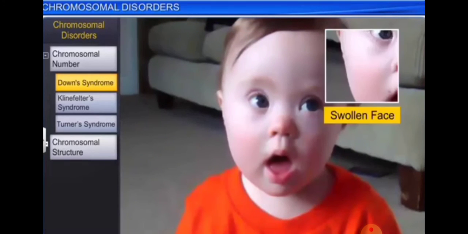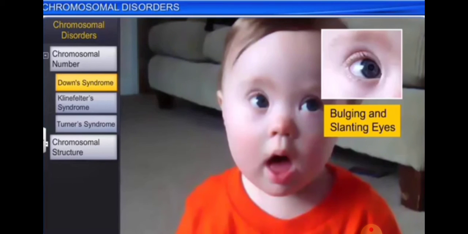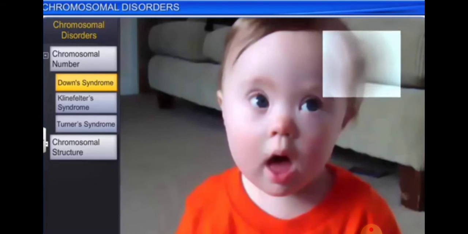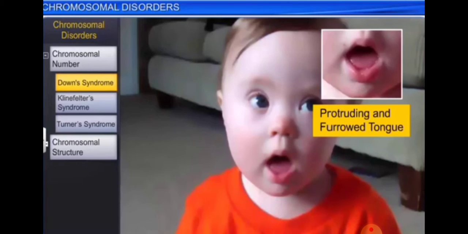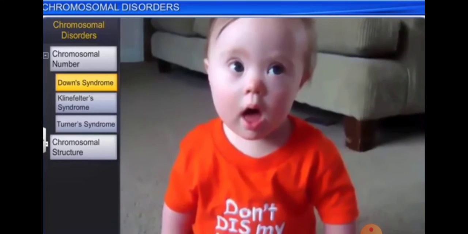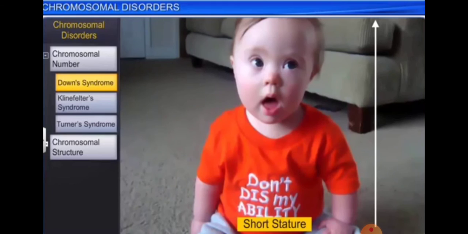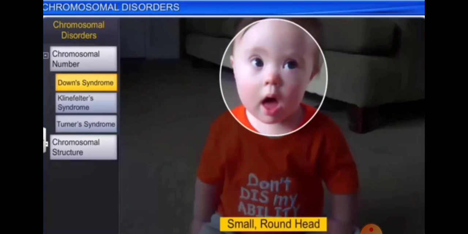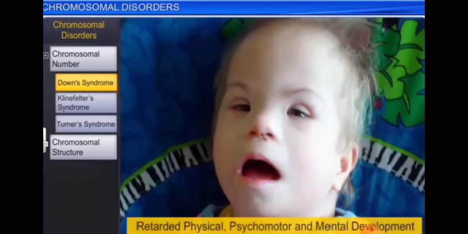The symptoms are a swollen face, bulging and slanting eyes, a small mouth, and a protruding and furrowed tongue. The tongue will always be outside. Some other common symptoms of this disorder are short stature, the height will be small, a small round head, a broad palm with a single crease, and retarded physical, psychomotor, and mental development.